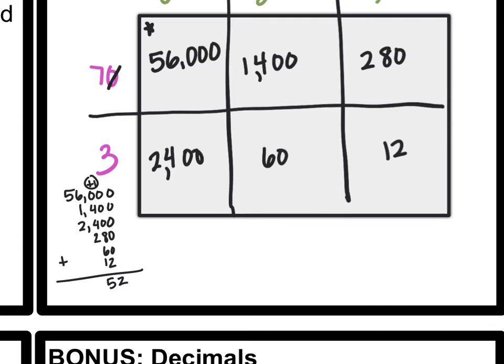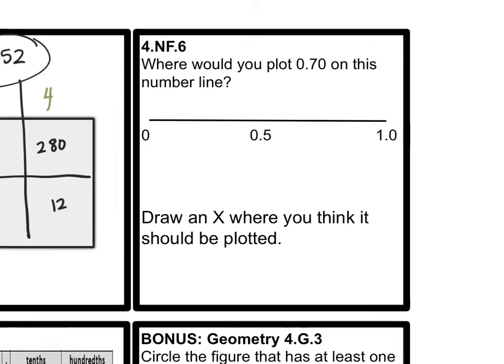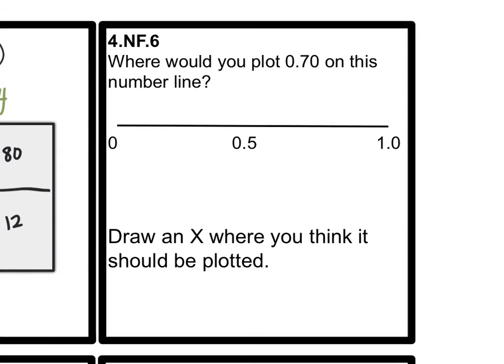4 plus 1 is 5. Plus 4 is 9. Plus 2 is 11. Put down the 1. Regroup the other 1. 6 plus 1 is 7. 8, 9, 10. Put down my 0. Regroup my 1. 5 plus 1 is 6. So our answer then to 824 times 73 is going to be 60,152.